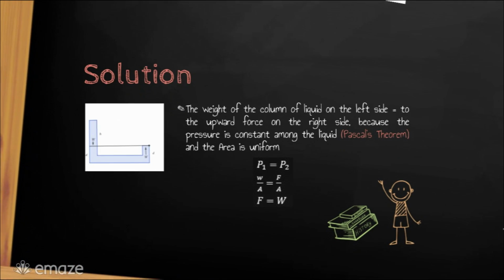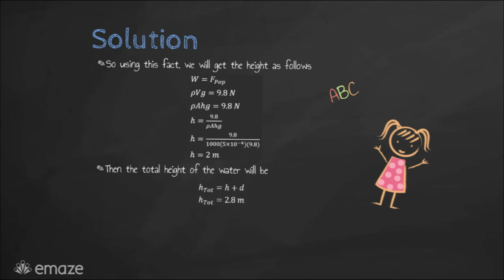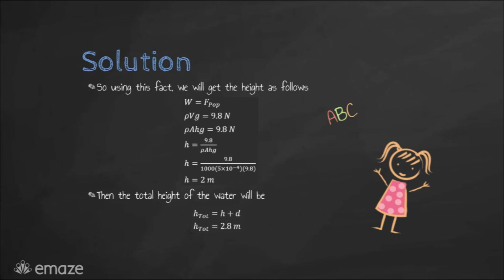Based on Pascal's principle, the weight of liquid on the left side is equal to the upward force on the right side, because the pressure is constant among the liquid. Now with some substitutions, we obtain that the force equals weight. Since weight equals density times volume times gravity, which is equal to the popping force of 9.8 Newton, we do some calculations to obtain a height of 2 meters. And since we have the initial length of the short arm, which is 0.8 meters, we add these up to get a total height of 2.8 meters.